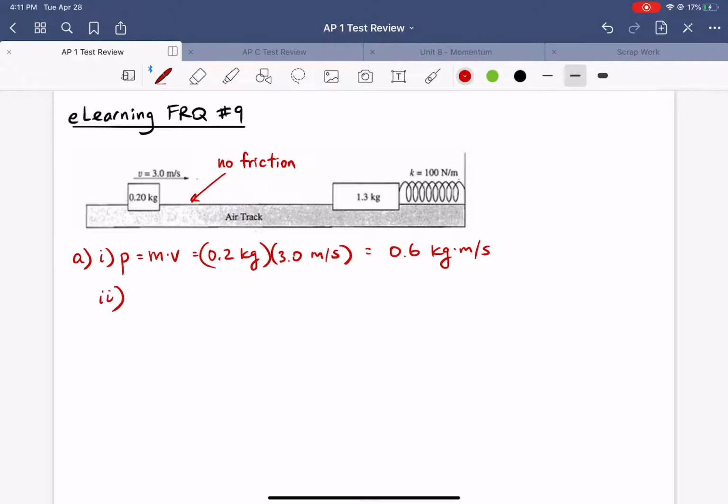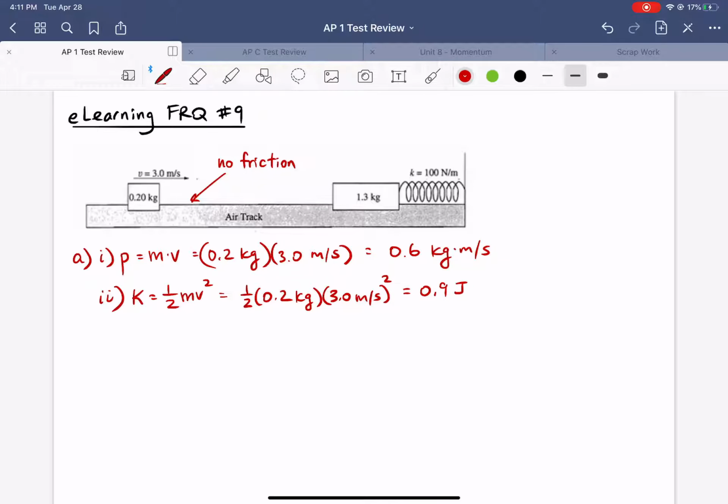Second question is to find the kinetic energy. Kinetic energy is calculated as 1/2 the mass times velocity squared. So that'll be 1/2 times 0.2 kilograms times 3.0 meters per second, squared. That comes out to 0.9 joules.